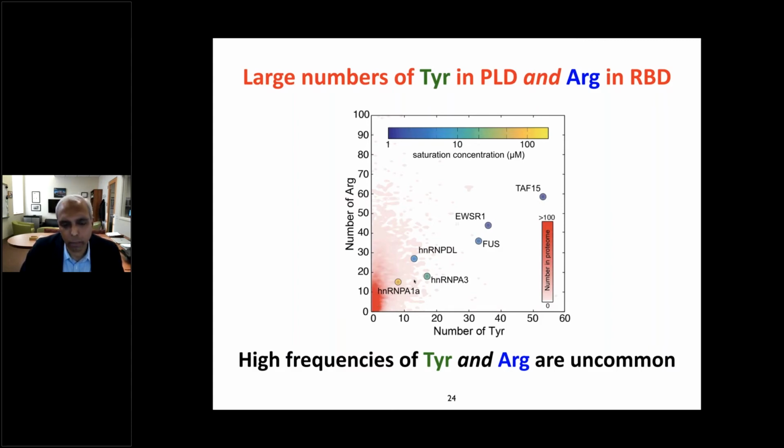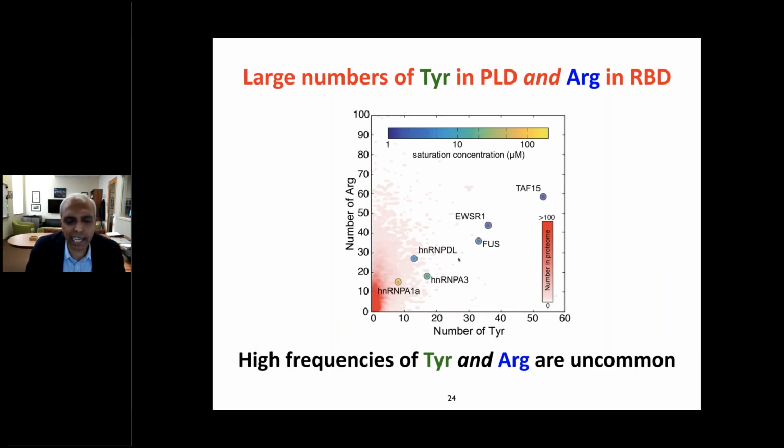But what's striking about this FUS family of proteins, or FET family of proteins, depending on your preference, is that they clearly have a higher number of tyrosines and arginines. And I should clearly point out here that we're tabulating raw numbers. We're not normalizing this by sequence length, because that's actually an important part of defining the valence of stickers.